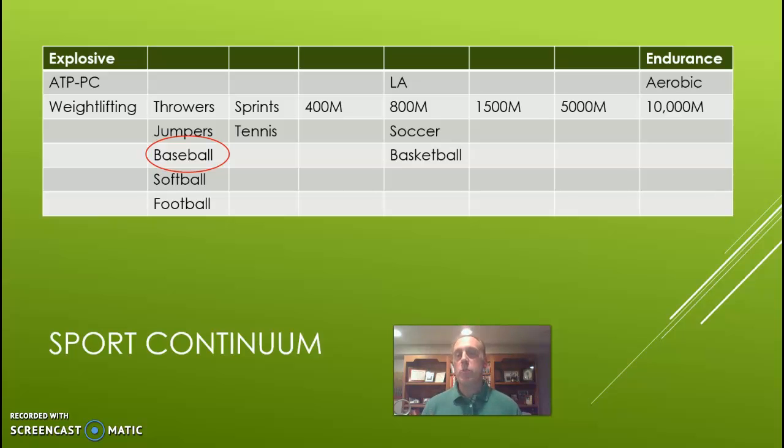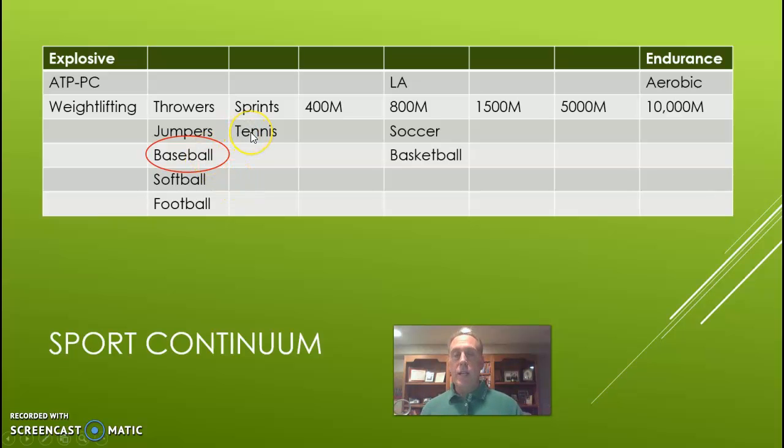But if we look at other sports, over here on the ATP-PC side, the very explosive side of the equation, you have jumpers, baseball, surprisingly, softball, and football. And football could actually be a little bit further over to the right here. I just couldn't really finagle it with the spreadsheet in PowerPoint. But look at baseball and softball; those are very explosive sports, and they come off at first as very lazy man sports, but actually they're not.